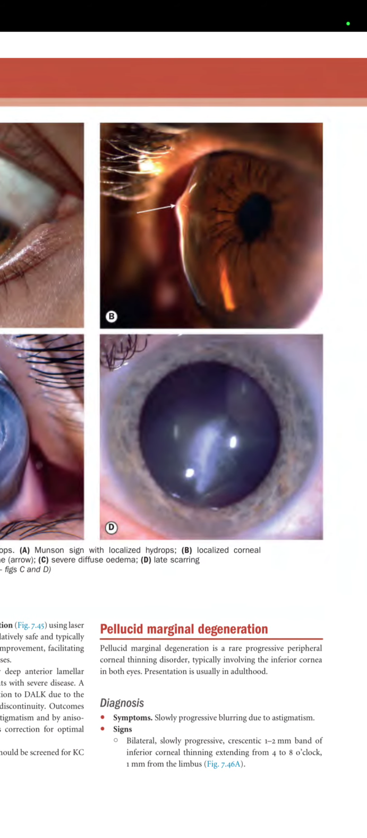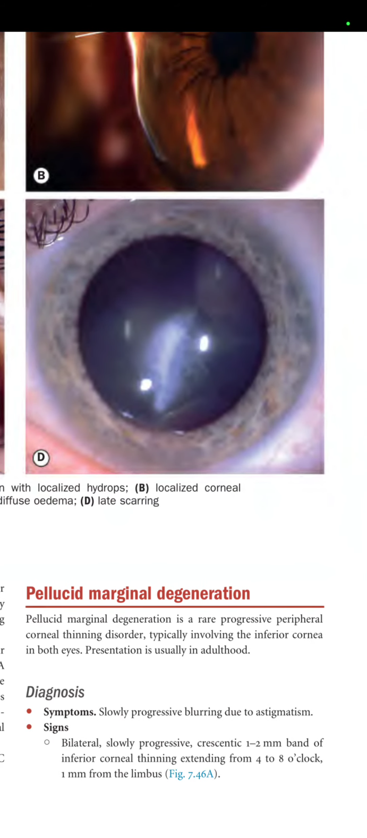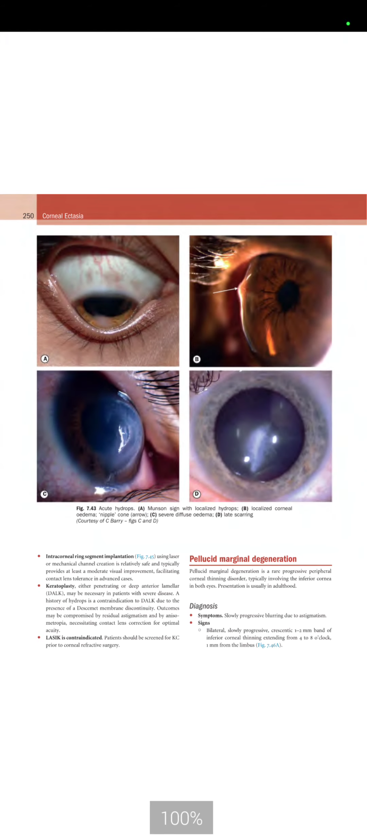Pellucid marginal degeneration is a rare progressive peripheral corneal thinning disorder, typically involving the inferior cornea in both eyes. Presentation is usually in adulthood. Symptoms: slowly progressive blurring due to astigmatism. Sign is a bilateral, slowly progressive crescent 1 to 2 mm band of inferior corneal thinning extending from 4 to 8 o'clock, 1 mm from the limbus.